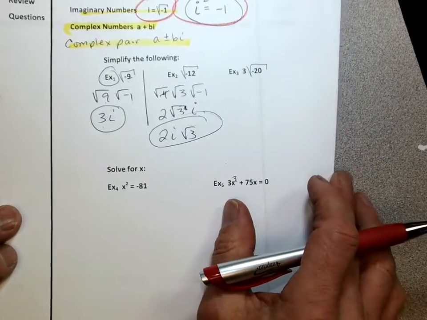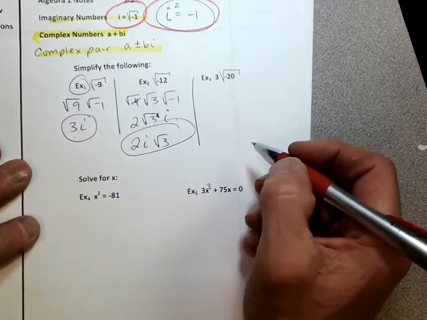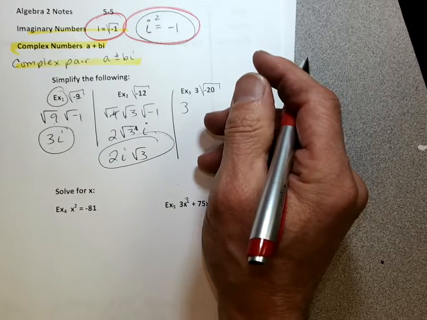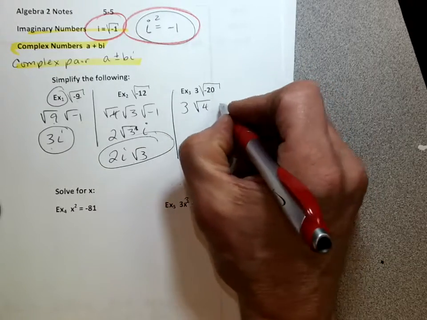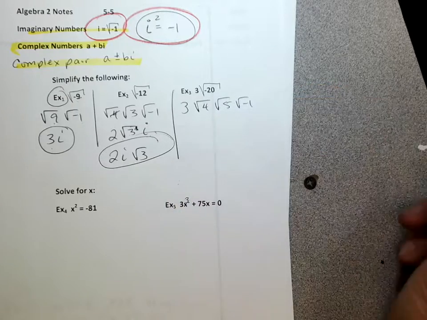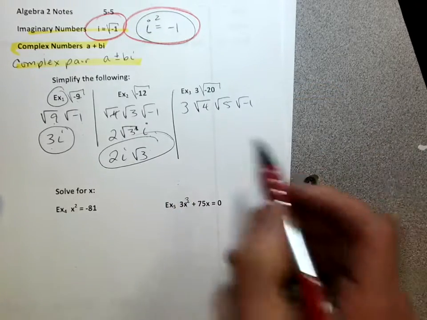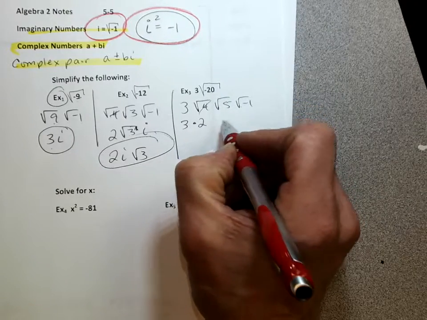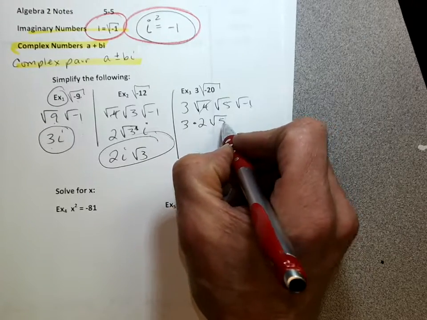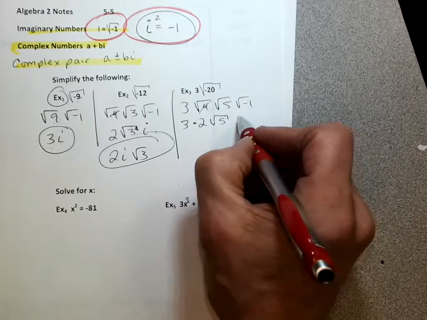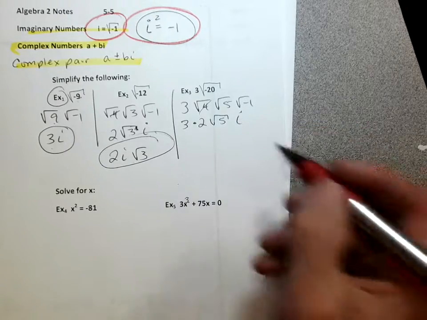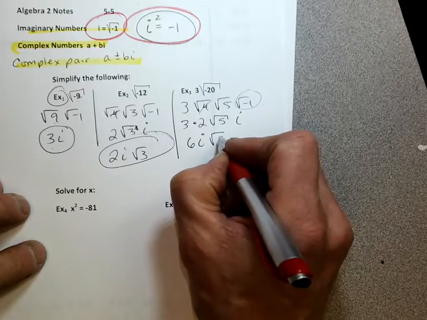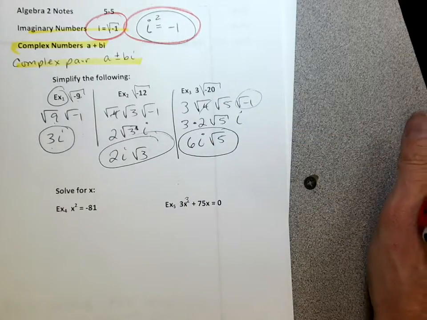Okay, example 3. Same type of stuff. Same manipulation. The 3 is just a regular 3. Just write it down. But then I'm going to go square root of 4, square root of 5, square root of -1. I know the square root of 4 is 2. There is no square root of 5. And the square root of -1 is i. Just made that into an i. So I'll have 6i square root of 5. How's that?